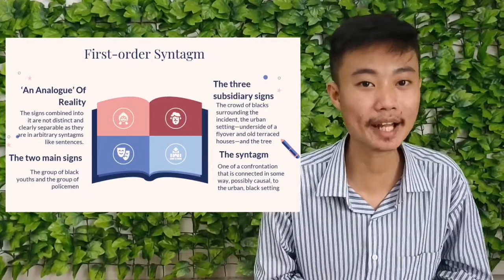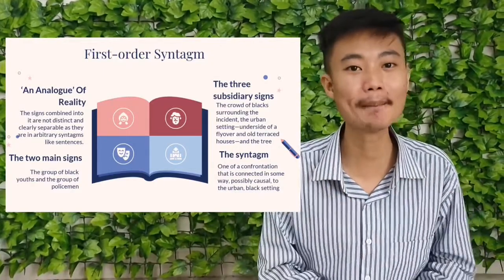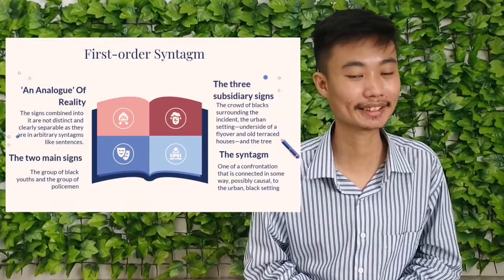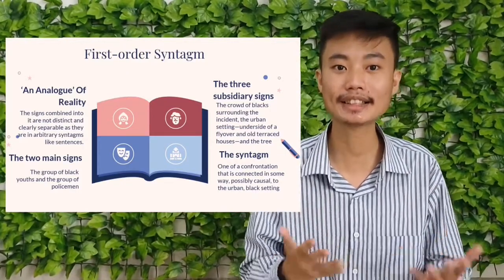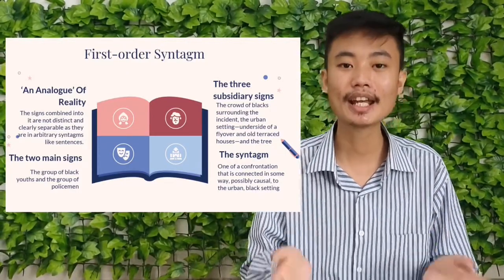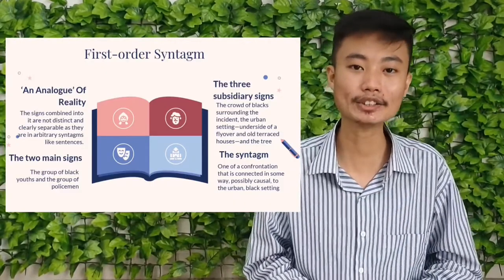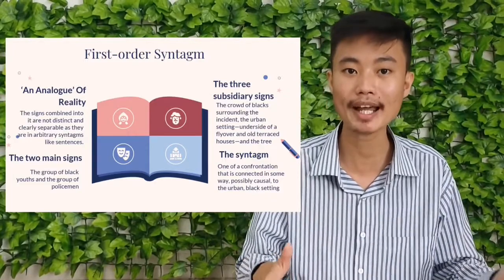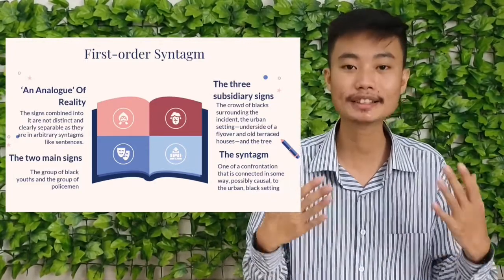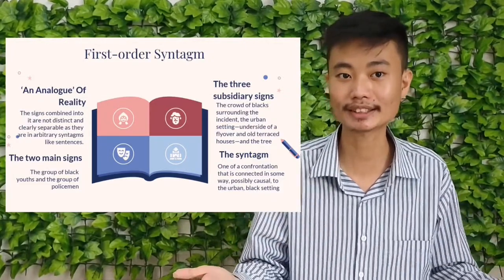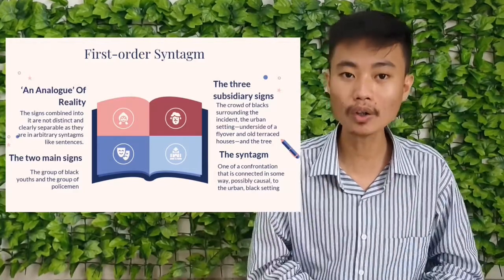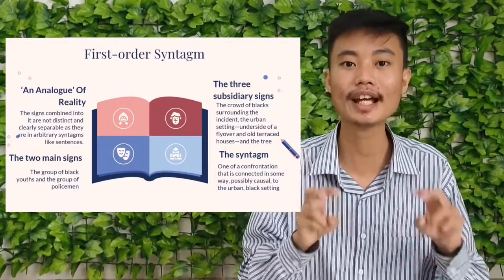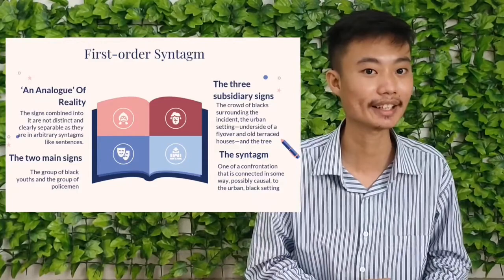It is a symptom made up of a number of visual signs. It is an iconic symptom, in that the signs combined into it are not distinct and clearly separable as they are in an arbitrary symptom, like a sentence. It is called a photograph, an analog of reality.